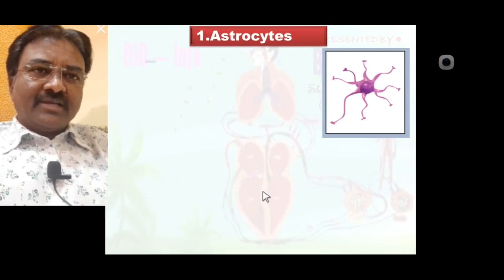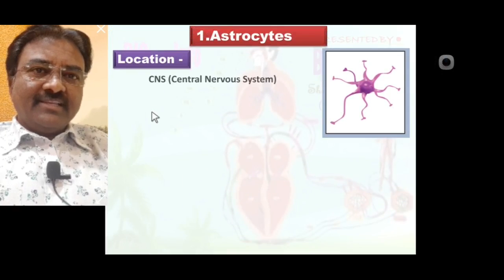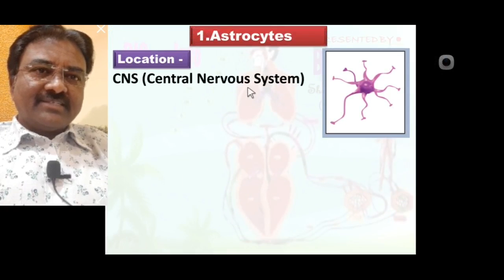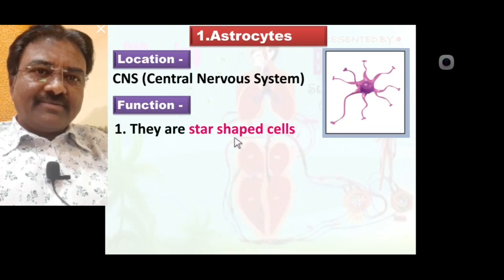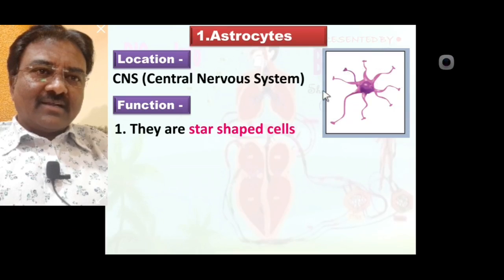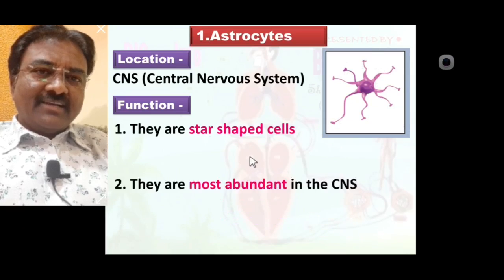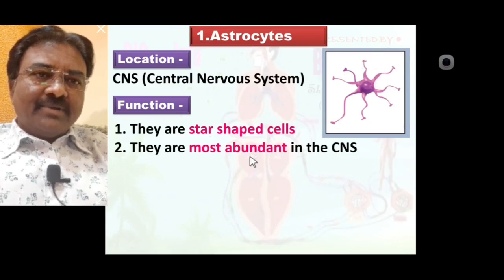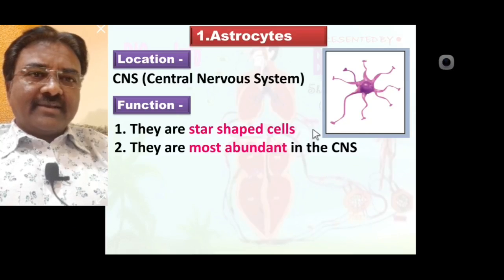Location, astrocyte is present in the central nervous system, CNS. What is the function of astrocyte? Number one, they are star-shaped cells, no doubt. We can see a star-like shape. Second, they are most abundant in the central nervous system.